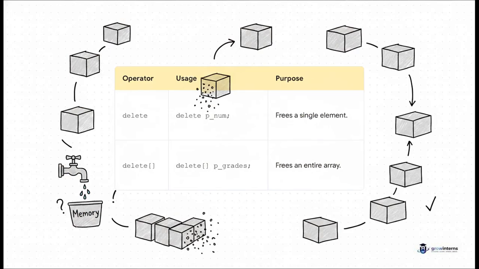And this slide right here is so crucial for preventing those leaks. See, there's a difference. When you use new to create a single item, you use delete to clean it up. But when you use new with those square brackets to create an array, you absolutely must use delete with the square brackets to free the entire array. Getting this wrong is a classic C++ mistake, and it's a guaranteed one-way ticket to a memory leak.